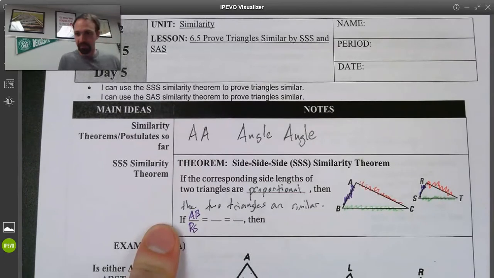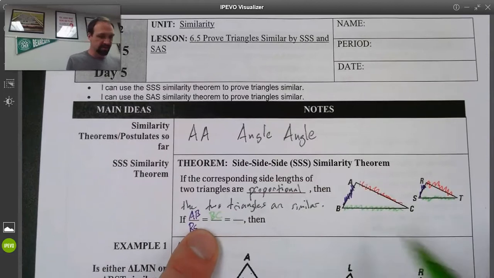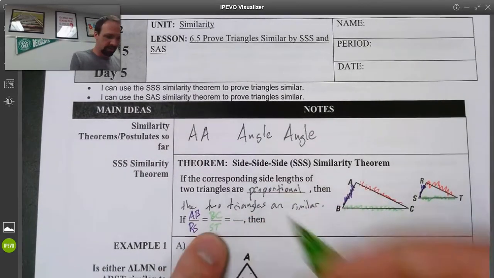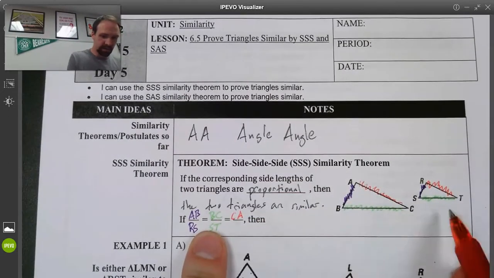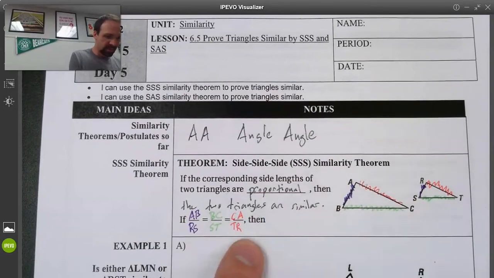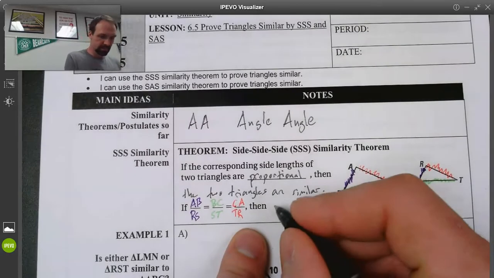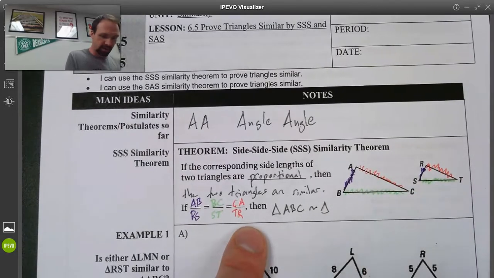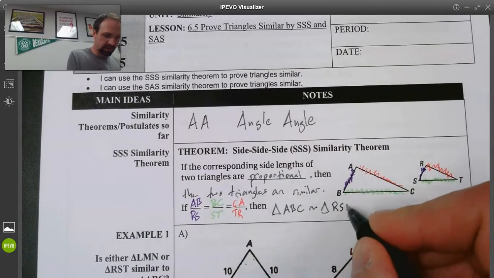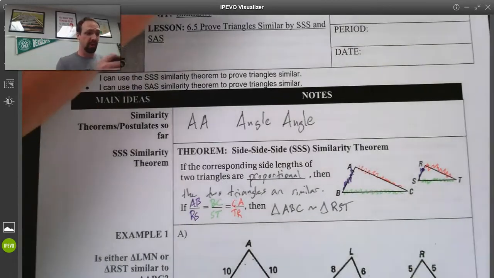Now it's kind of hard to see. You can kind of see it. B to C, and then over S to T has to also be equivalent to C to A and T to R. Then what we have is triangle ABC is similar to triangle RST. So if we have proportions of the same across all the side lengths, then we know that the two triangles are similar.